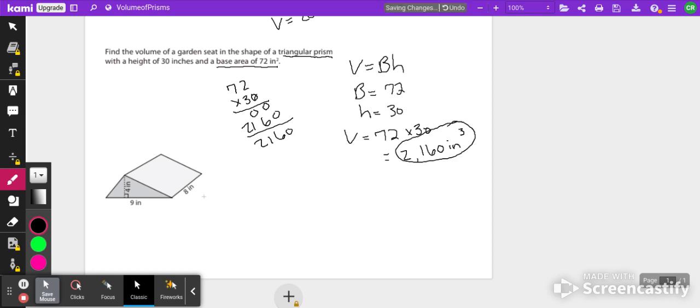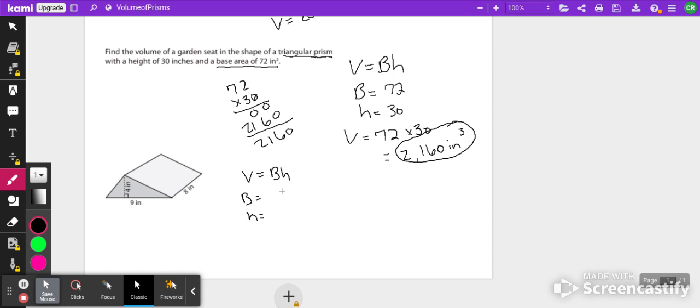All right, last one. We have a triangular prism here. We know it's a triangular prism because it's got 2 triangles and 3 rectangles. If it's got more rectangles than the other shape, then it's a prism. This is a triangular prism. We're going to use the same formula. V equals area of the base times the height. I'm going to break it down.